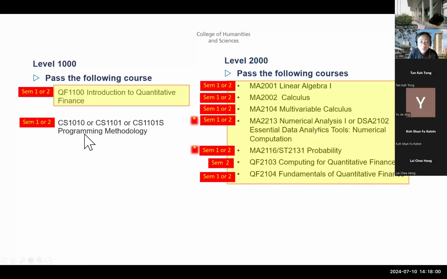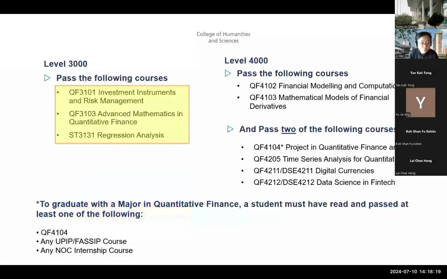It is offered in both semesters. We have lots of flexibility here. And also it is just a prerequisite for QF 3101, a 3000 level. Therefore, you have more time or flexibility to arrange your study plan. So now is the time to talk about 3000 and 4000 level.